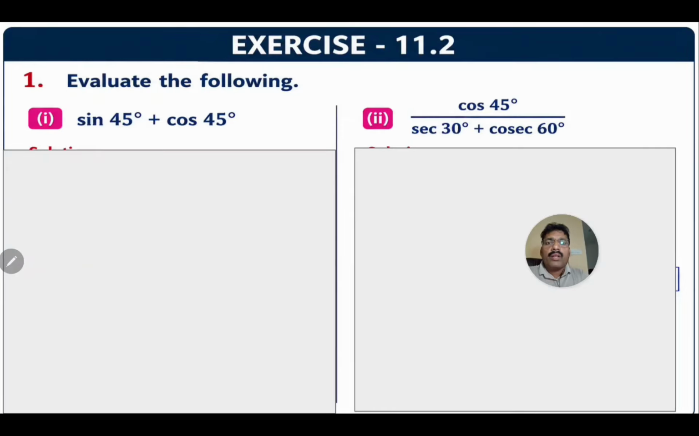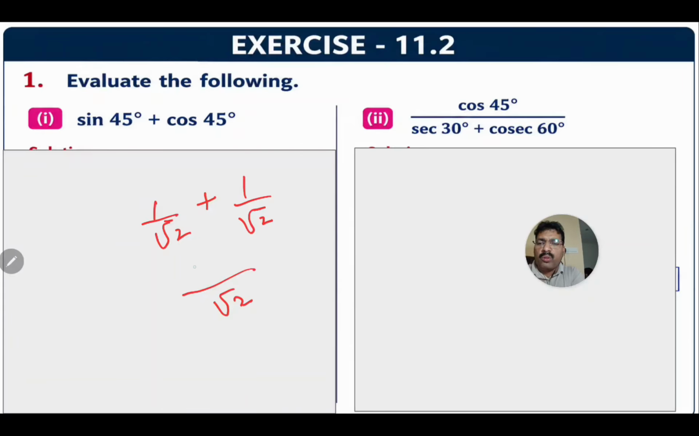Next, exercise 11.2, we'll see question number 1. Evaluate the following. Sin 45 degrees plus cos 45 degrees is asked in this question. Sin 45 degrees, already we know from the previous table, value is 1 by root 2. Cos 45 degrees value is also 1 by root 2. So 1 by root 2 plus 1 by root 2.